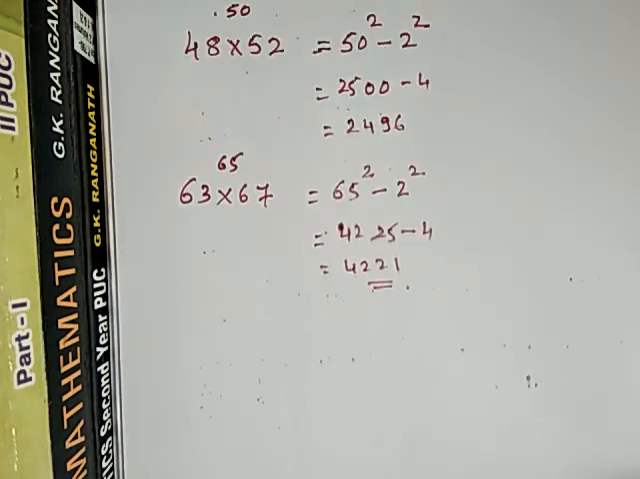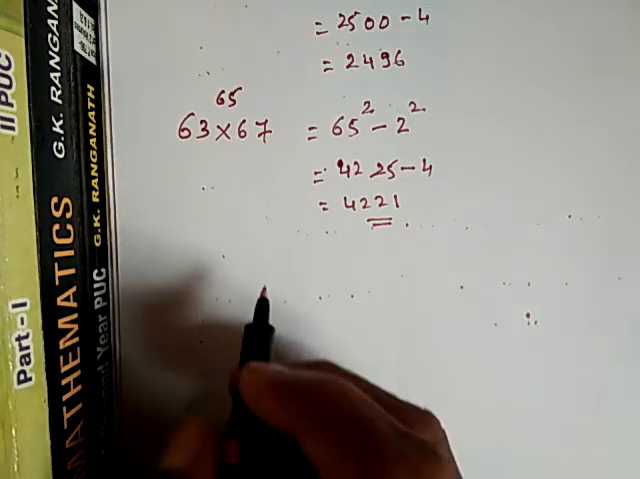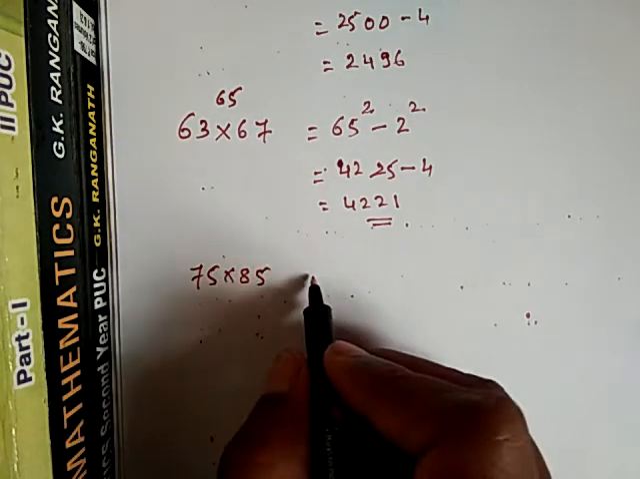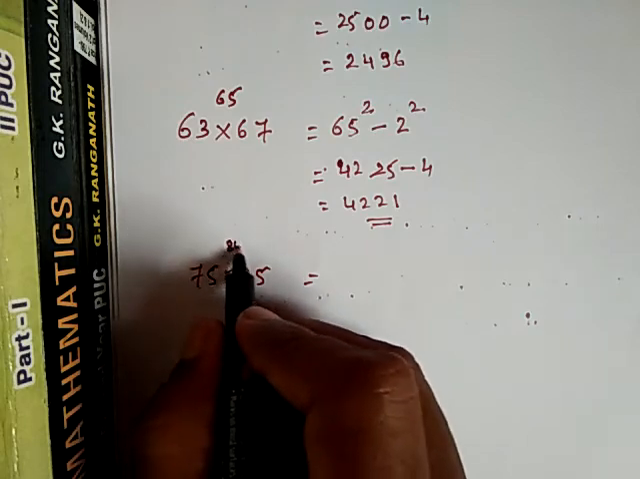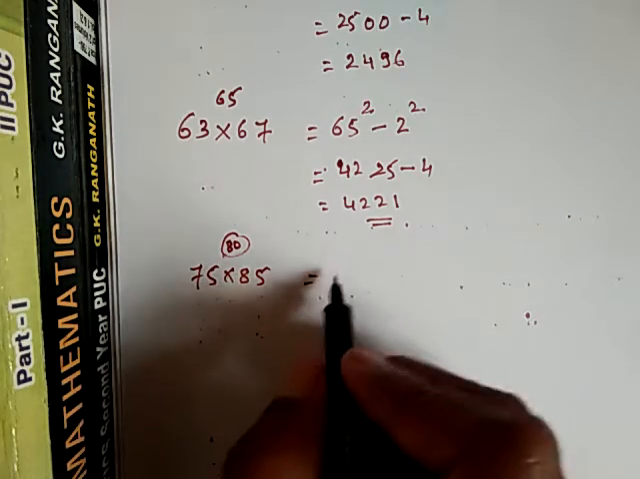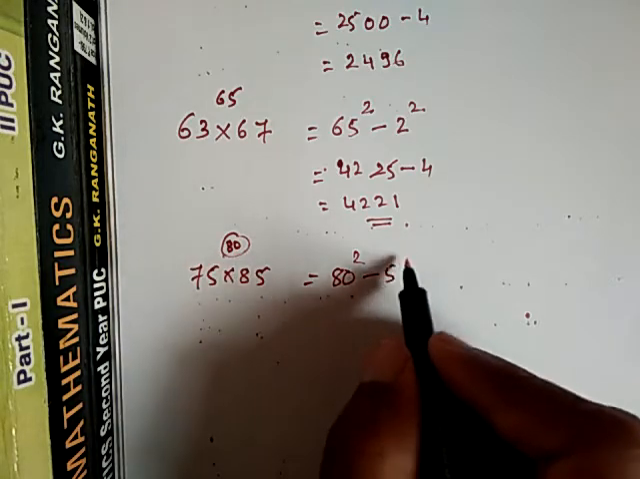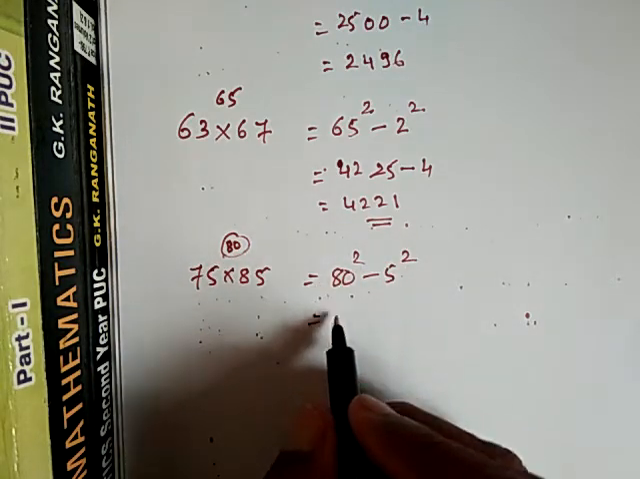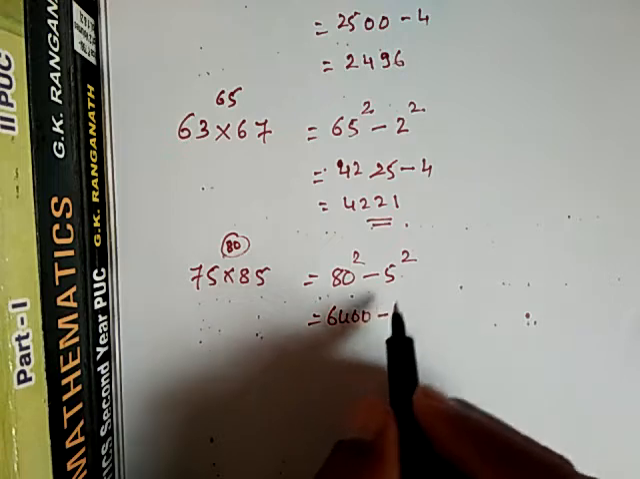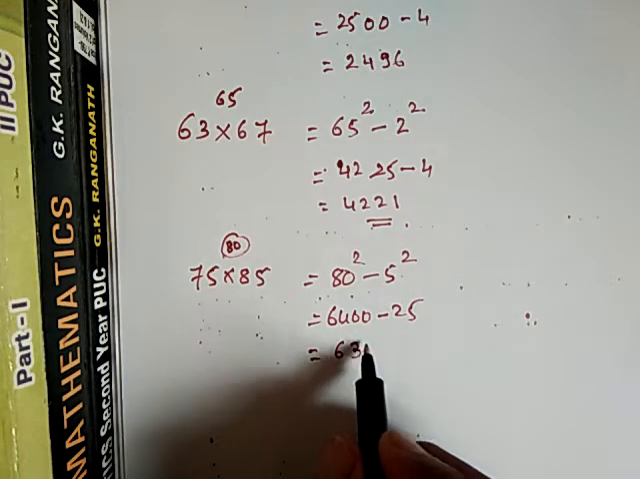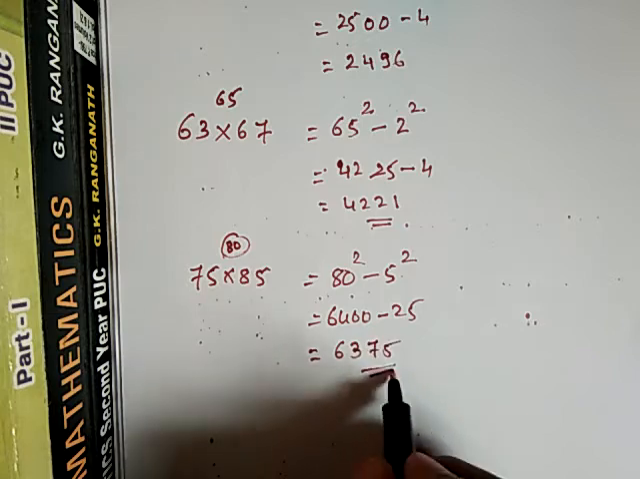One more example you can take now: 75 into 85. Here in between it will be 80. So it will be 80 square minus, what is the difference of these two? 5 square you can write. So here 8 8s are 64, 00 it will be there, minus 25. So this will be 6,375 will be the answer.